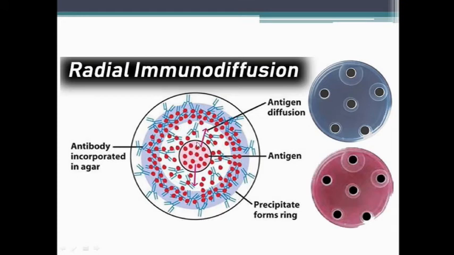This is the antigen excess zone, and antibodies are placed in the agar gel. Diffusion of the antigens and antigen antibody interaction happen in the radial form.